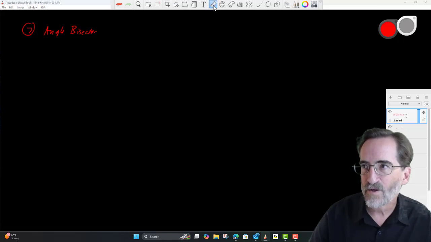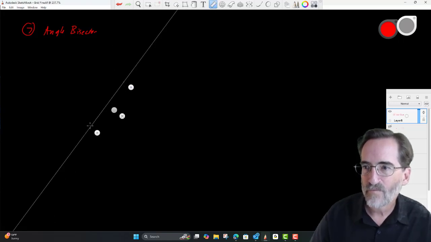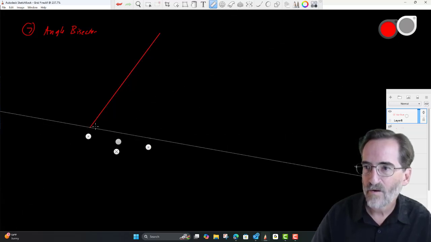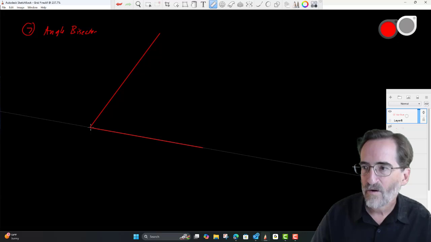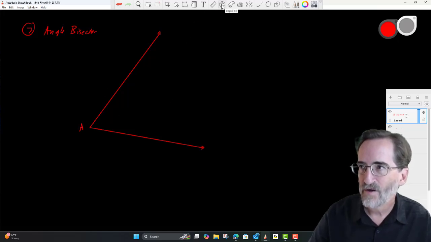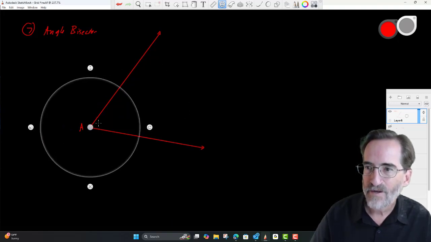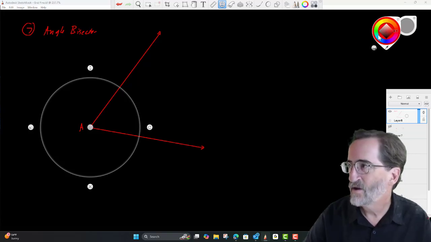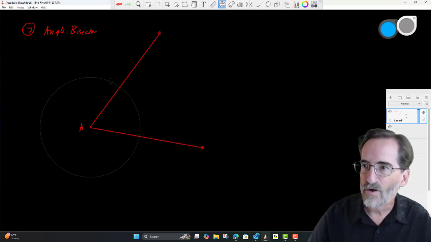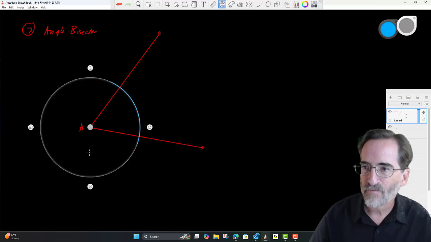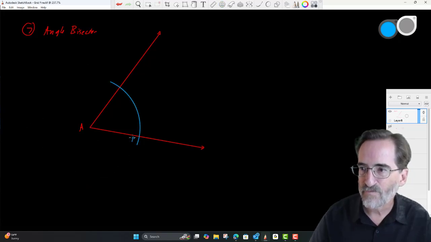Okay, we start with a given angle. Call it angle A. And we want to split it in half. We want a ray that cuts it exactly in half. So here's how to do that. Take your compass and put it on A. Draw an arc that crosses both sides of the angle. I'm going to label those B and C.